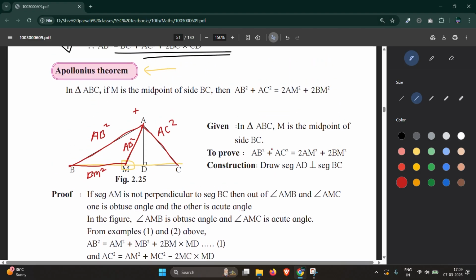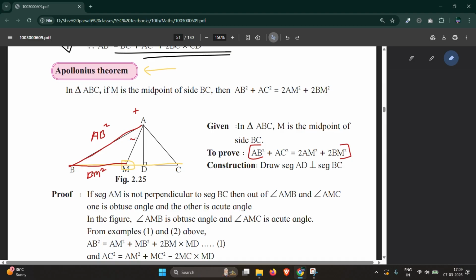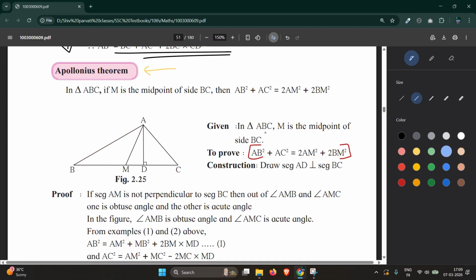So let's see how we can prove that. This is the statement that we have to prove. We just saw this statement on this triangle, and what is given is a triangle ABC and M is the midpoint of the side BC. So this triangle itself is given and M is the midpoint, that is also already given. So we don't have to prove that M is the midpoint. We already know that M is the midpoint.